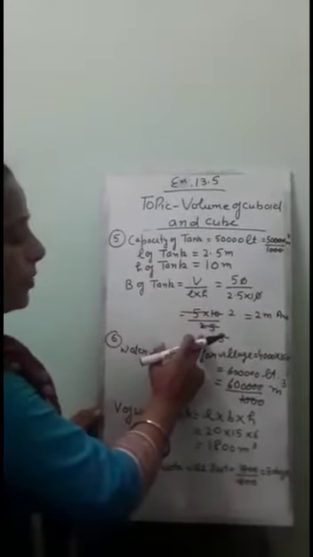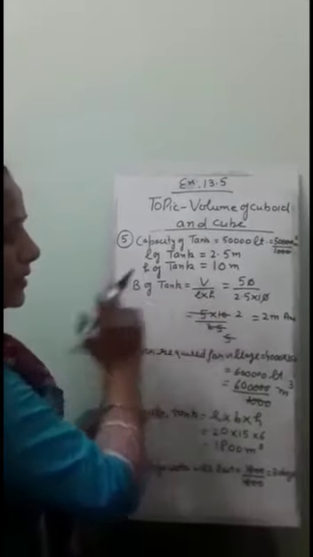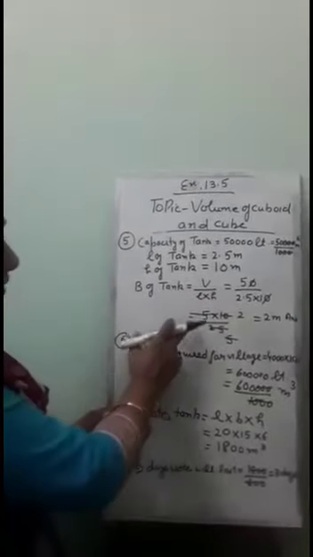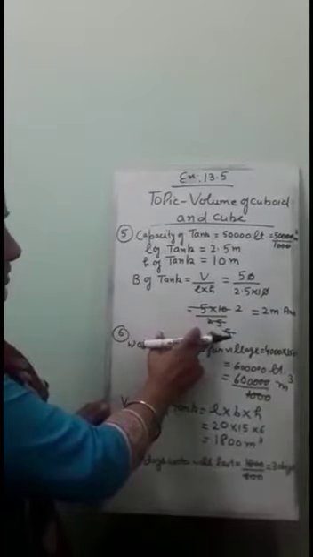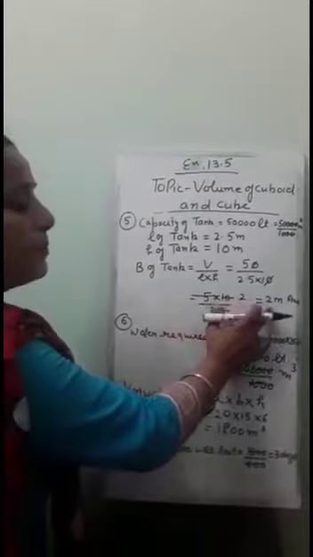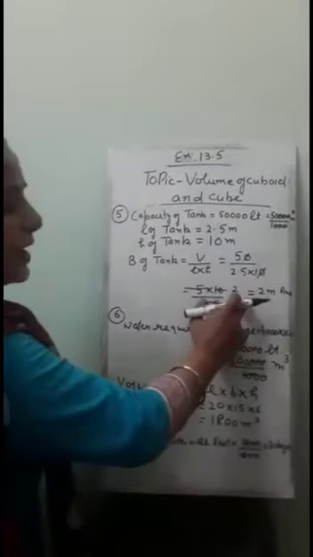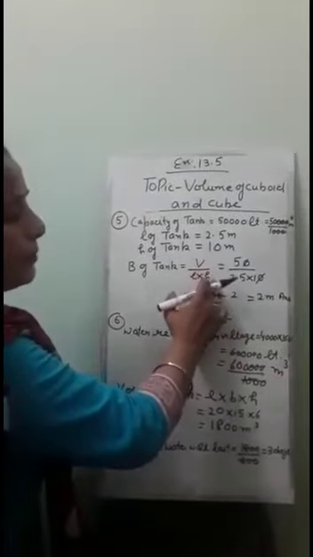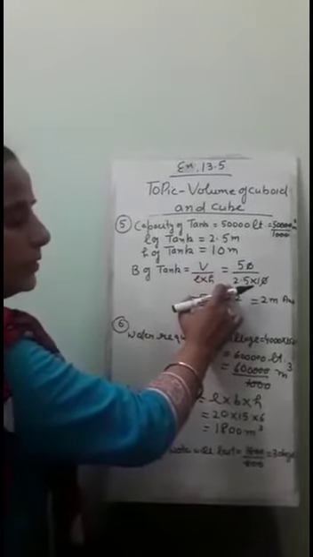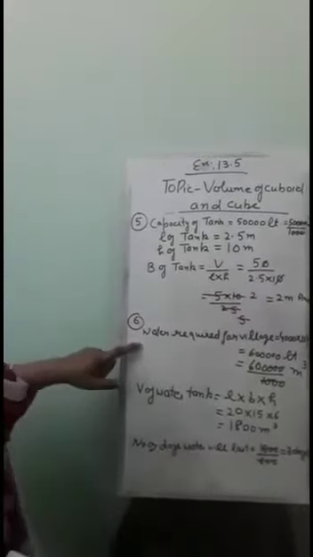5 upon 2.5. Remove the decimal in 2.5, and the 5 on top becomes 10. Do the cutting on the table of 5. 5 ones are 5, 5 5s are 25. Then 5 ones are 5, 5 2s are 10. Your breadth of tank is 2 meters. Is it clear? Breadth of tank is volume upon length into height. After cutting, you will get 2 meters. Now start with sum number 6.